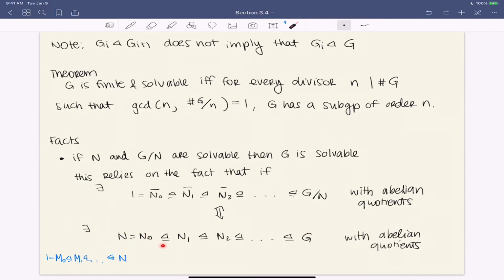Okay? But this kind of fact, going from a series for G mod N to a series for G, but not really for G, just one that starts at N, is really helpful on problems. Okay, let's continue with our facts.